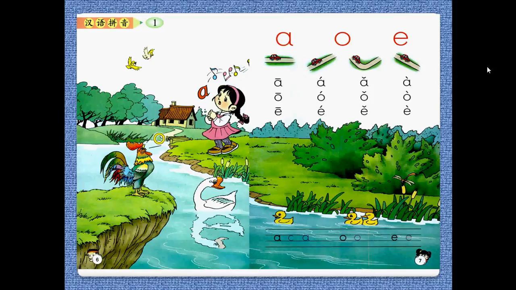And also you can see a rooster, and the sound it makes like "o". And then you can see in the river there are a goose and a duck. The shadow of the goose in the river looks like the third letter, and also the shape of the duck looks like another. So let's read after me.